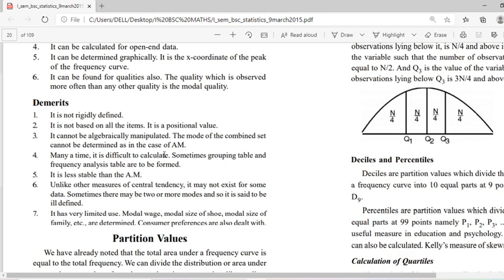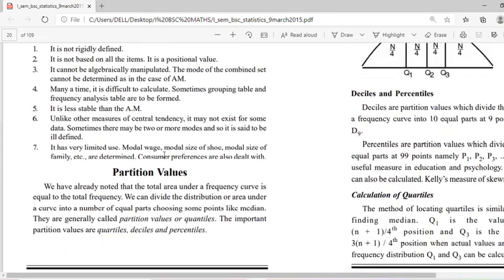Now we will discuss the partition values in the next class.